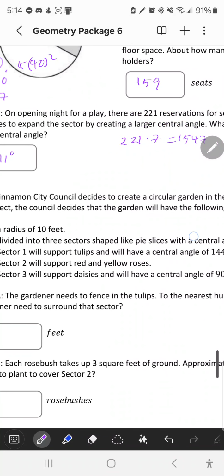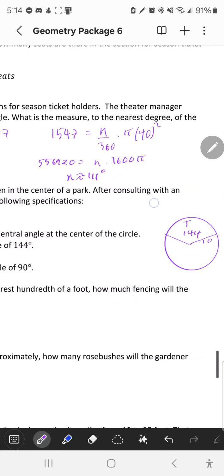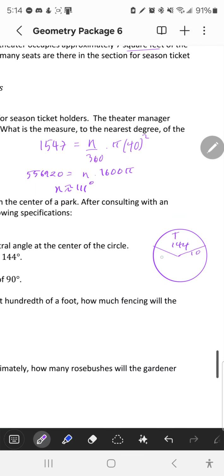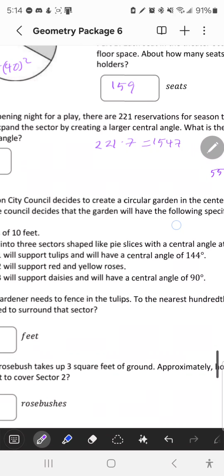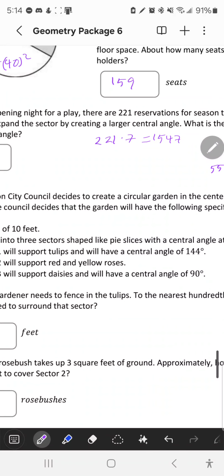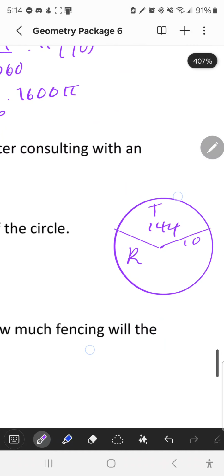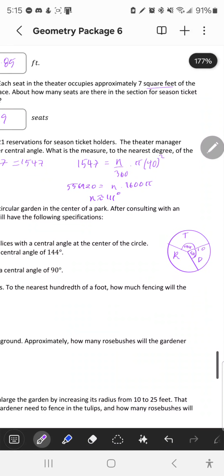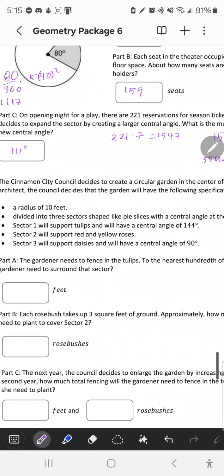Sector 2 is yellow roses. So I'm just going to put roses. And then sector 3 is daisies. I have a central angle of 90, so this approximately will be sector 3. It's going to be 90. This is 144. Let me put it right here. This is 90, and this is the daisies. So this is my drawing of the garden.